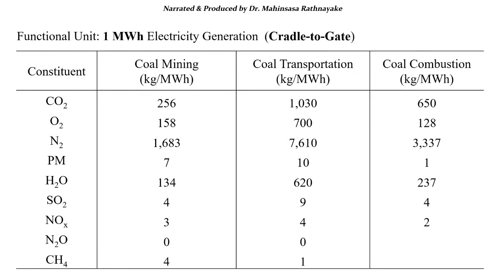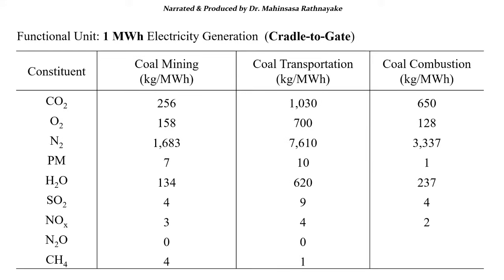First, let's calculate the inventory data based on the functional unit, that is 1 megawatt hour of electricity generation. Here in this table, we can see the calculated inventory results.